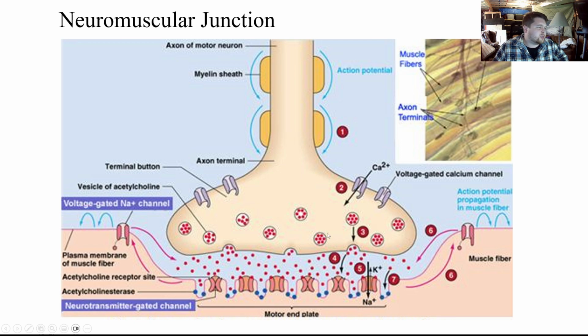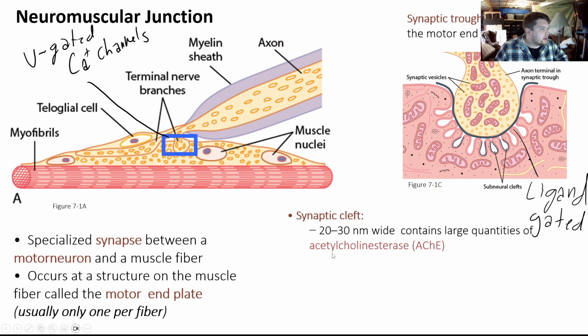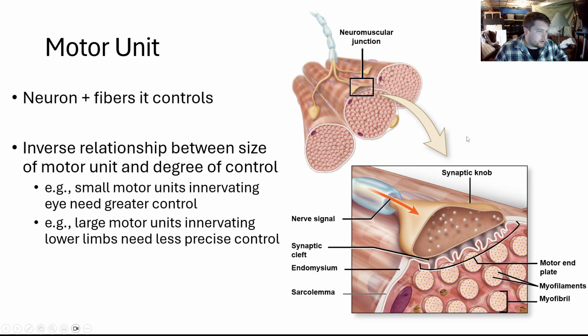We're not going to get super deep into the specifics of this, but basically when calcium enters, it's going to interact with that vesicle of acetylcholine and cause it to exocytose, or to leave the axon terminal and enter into the neuromuscular junction, into what is known as the synaptic cleft.